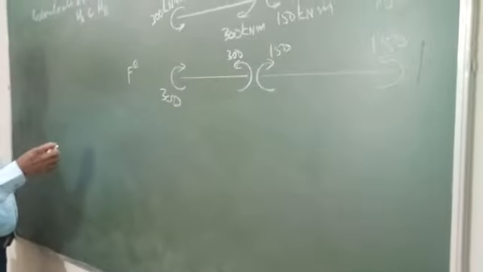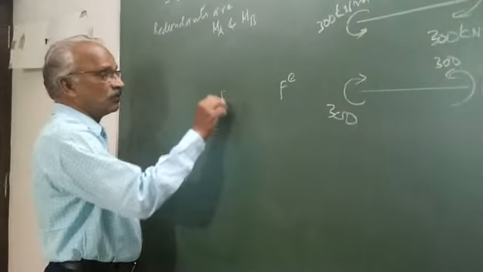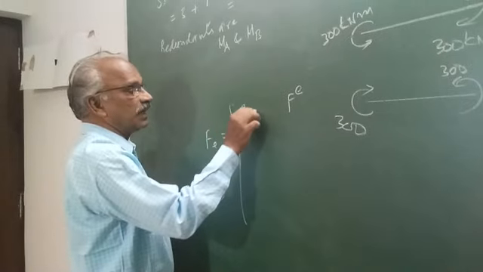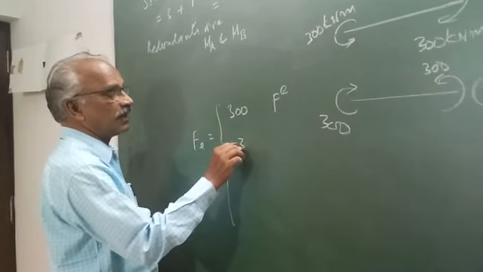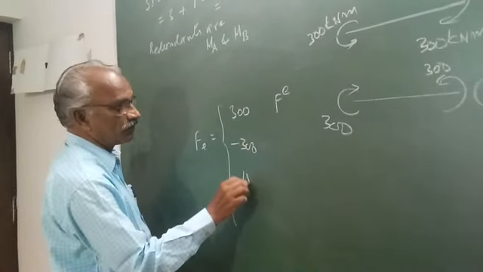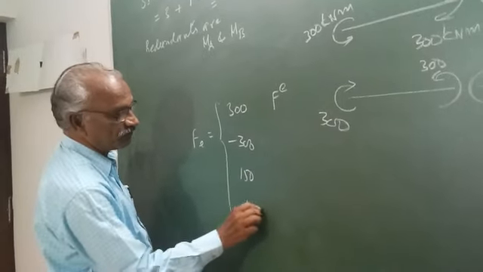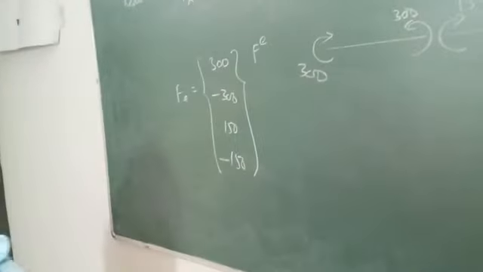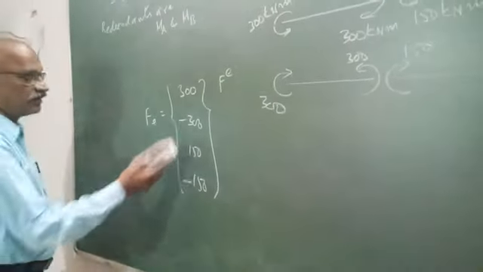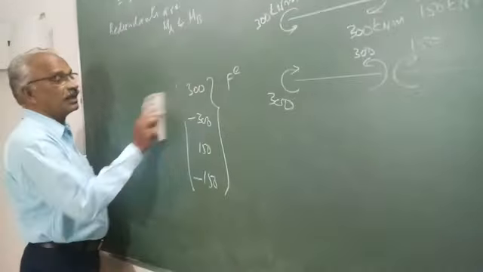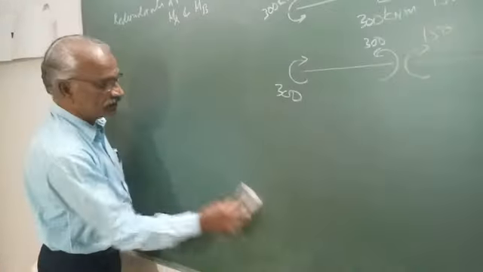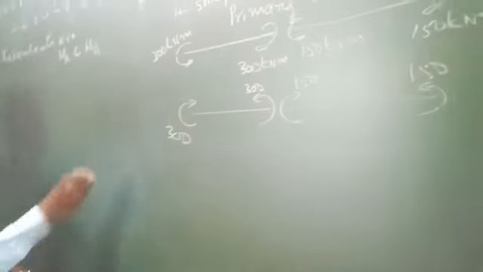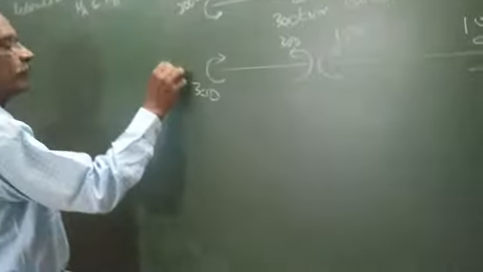So later we'll write the FE vector. The equivalent forces will be plus 300, minus 300, plus 150, minus 150. In the last step we will write this. Anyway, just to make things clear, I'm just writing here. This will be written at the end of the problem. So that is about the equivalent joint force, F equivalent.